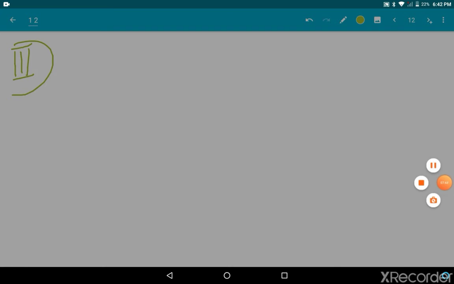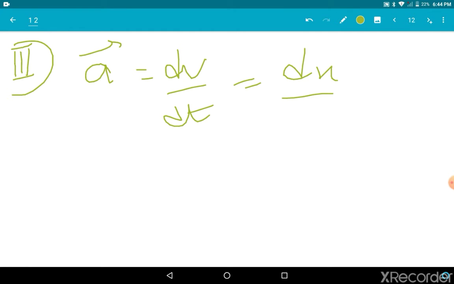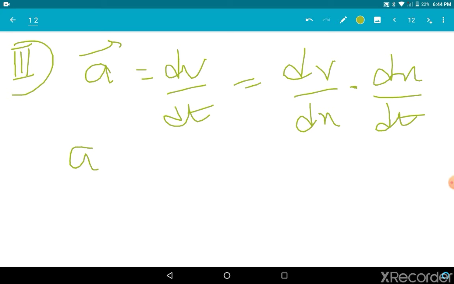Let's go to the third one. The third one is something like this. If you see, a is nothing but dv by dt, and we can write this as dv by dx times dx by dt. This is a chain rule, I guess. So I can write a dx, this whole thing is nothing but v dv.